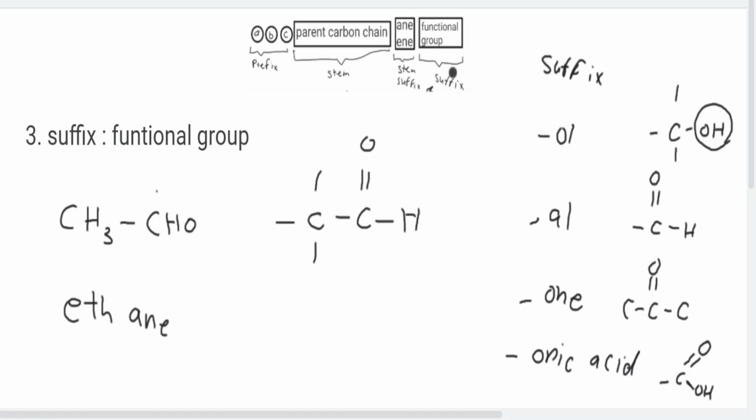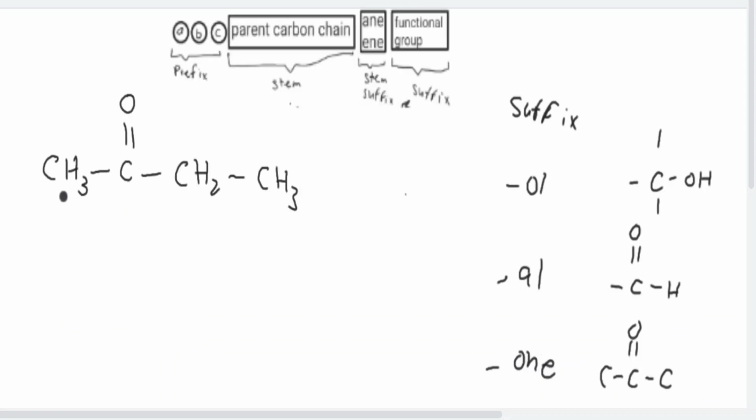And lastly comes the suffix or the functional group. You can see that this functional group is an aldehyde since there is a carbon atom which is bonded to a hydrogen, and this carbon atom has a C double bond O. So this is an aldehyde, and the suffix for aldehyde is Al. So I write eth, an, al, ethanal.